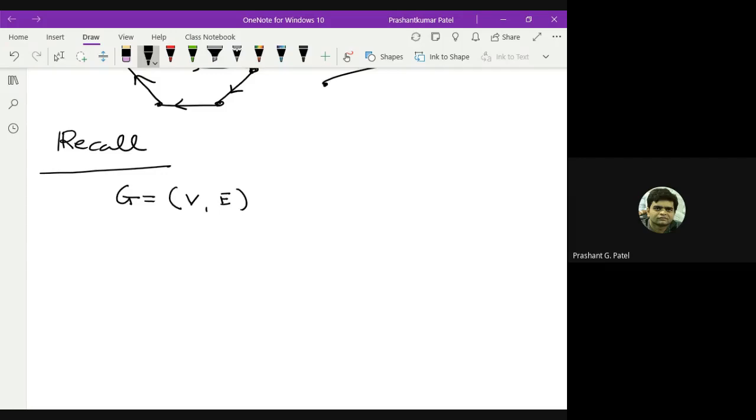V cannot be empty, E may or may not be empty. Every element of E is assigned two elements of V, and those two elements are called the endpoints of the edge E. A member of E is called an edge, a member of V is called a vertex. So this was the definition of a graph which we discussed.